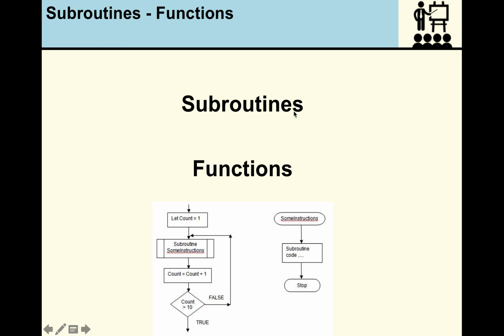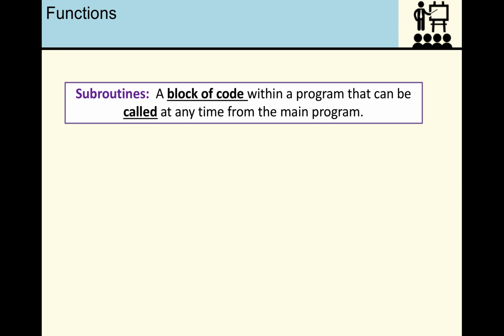In this video we're going to be looking at subroutines, and a particular type of subroutine called a function. A subroutine is a block of code within a program that can be called at any time from the main program. It can be seen as a program within your program. When you make your programs, you might break them down into lots of subprograms or subroutines.